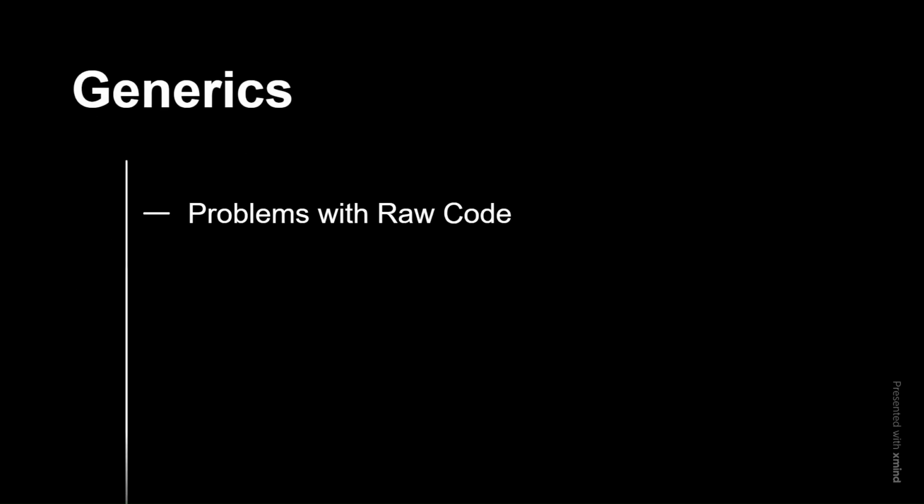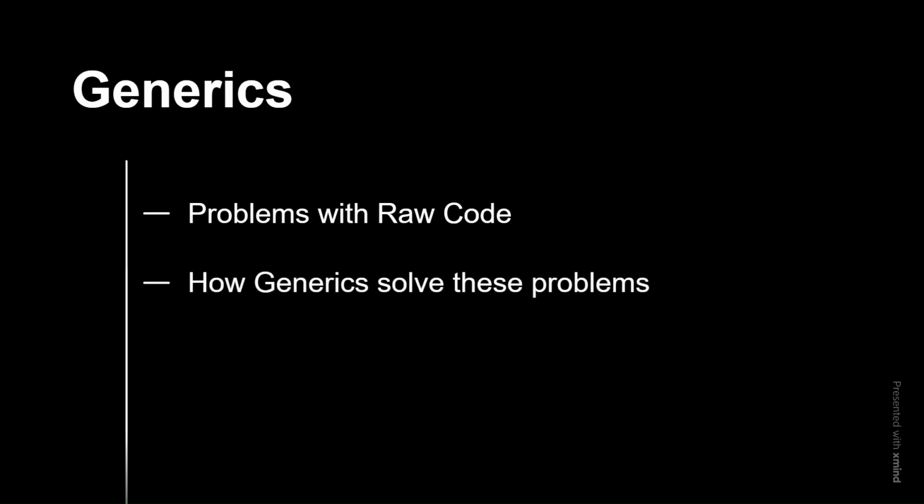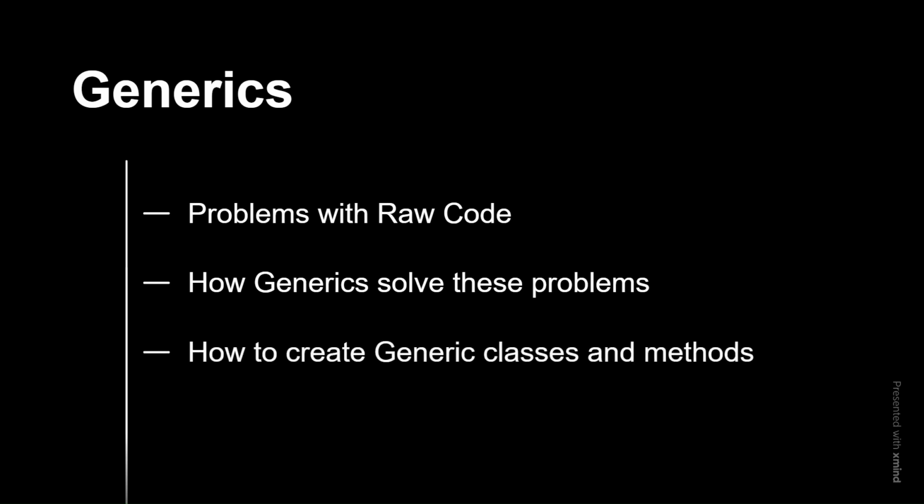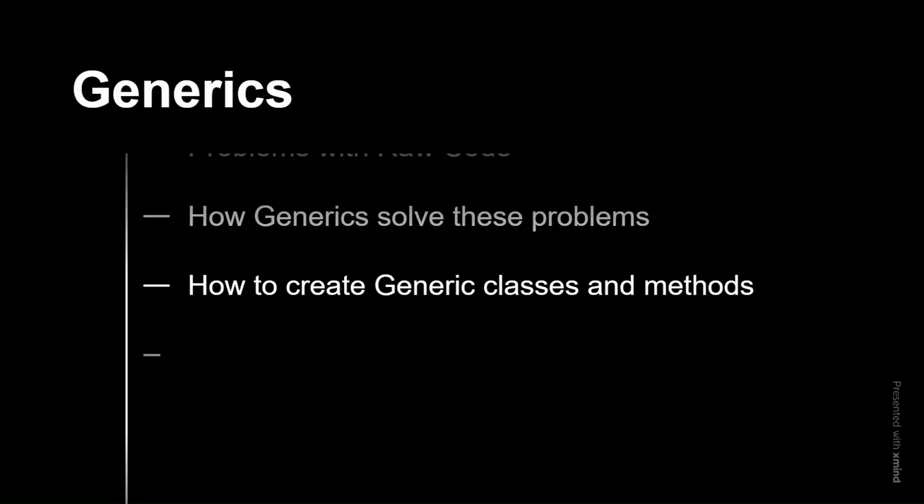Here is a brief outline of what we are going to cover. We'll start with the problems with raw code and we'll see what raw code means here. Then we'll see how generics solve these problems. We will also see how to create generic classes and methods from scratch. We'll see how to use them.